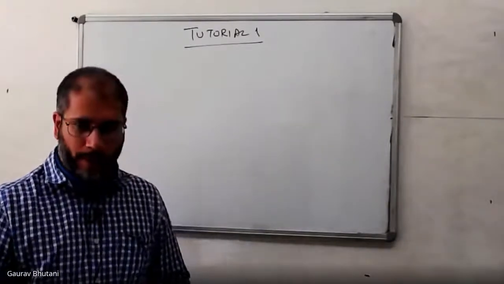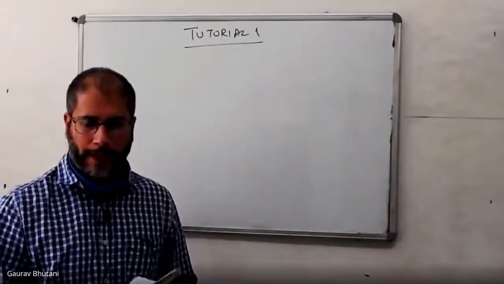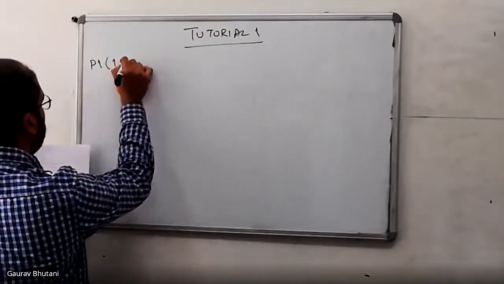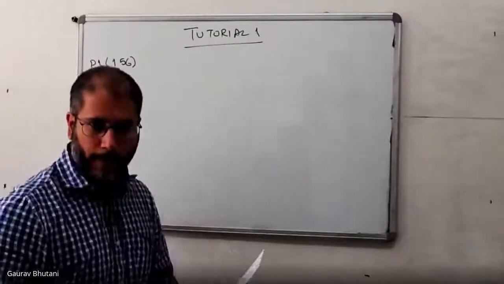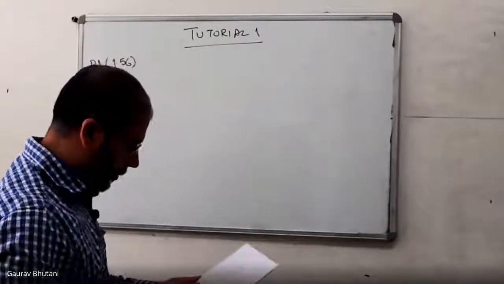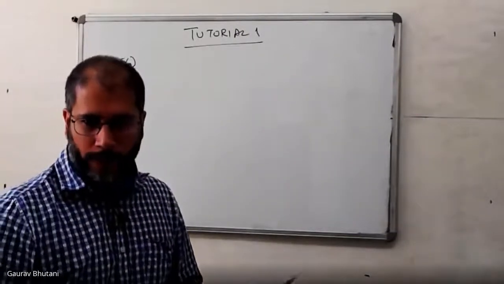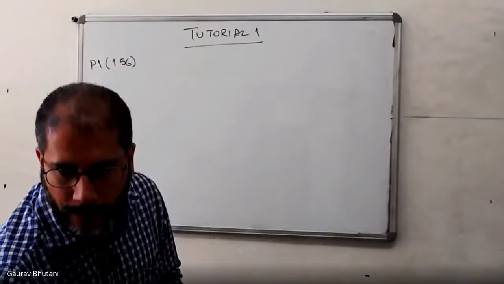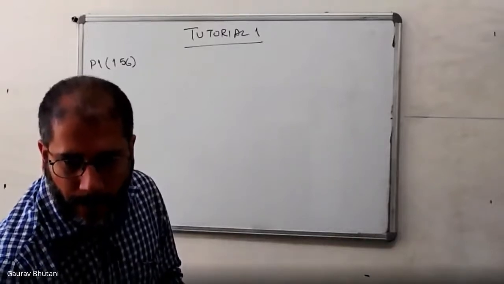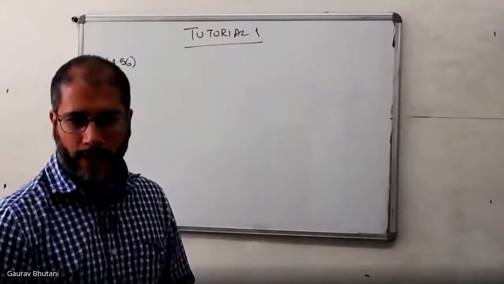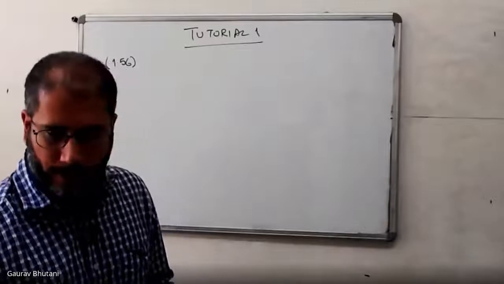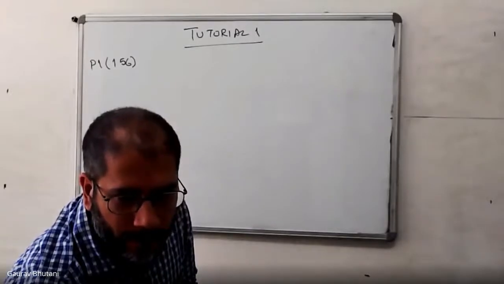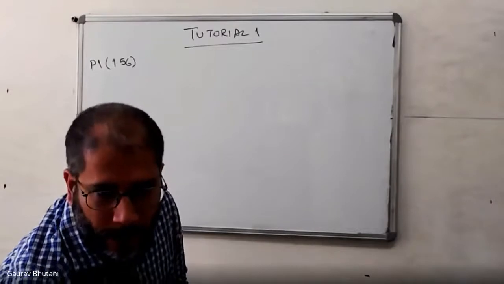Let's start with problem number 1. These problems are taken from the textbook in Coursera. Problem number 1 in the tutorial sheet is 1.56 from the book. Do you want some time to go through the problem? Is there anyone who has not gone through the problem? If you do not say anything, then I'll start working on the problem straight away. It seems that most of you have already been through the problems, so that's good.